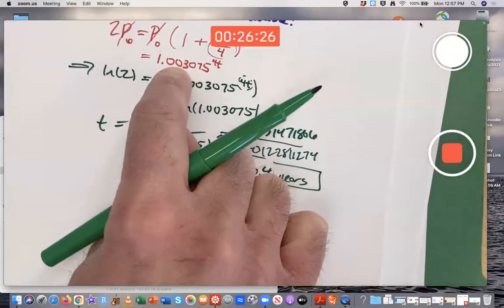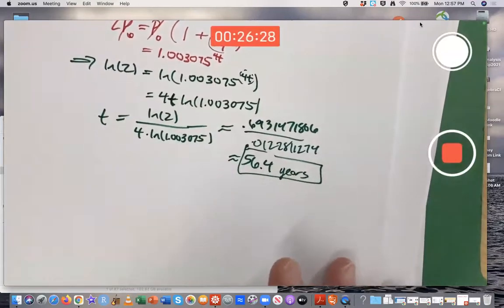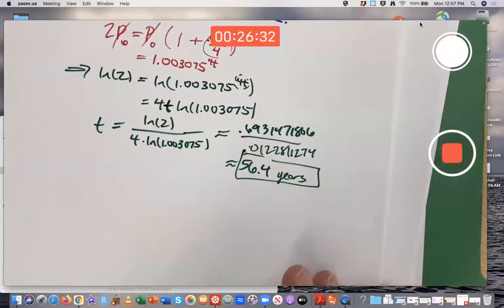Well, I was thinking because like 2 equals 1.003075 to the 4t. That's an exponential. Like just switching the log, like log base 1.003075 of 2 equals 4t. Yeah, if you've got a way on your calculator to do a log of some other base, you could do that. If you've got a way, but not everybody has a way to do that.